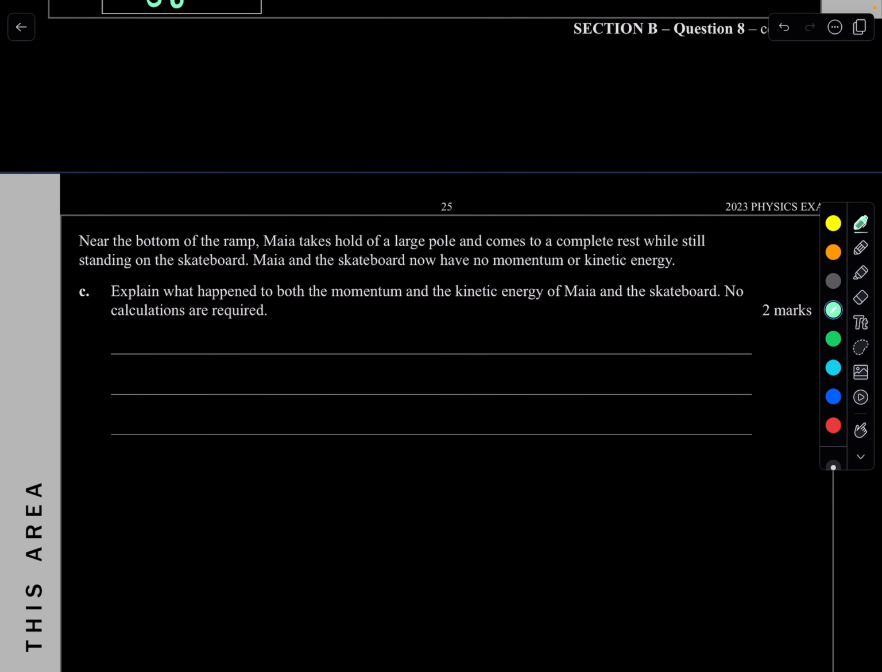Near the bottom of the ramp, Maya takes hold of a large pole and comes to a complete rest while still standing on the skateboard. Maya and the skateboard now have no momentum and kinetic energy. So explain what happened to both the momentum and the kinetic energy of Maya and the skateboard. No calculations required.